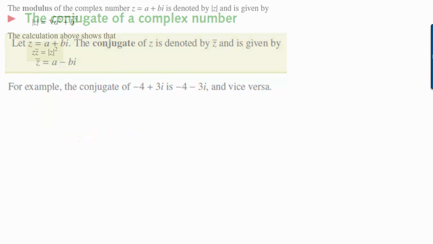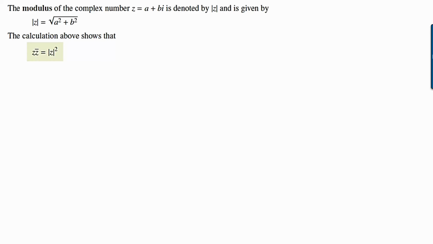Now let's have a look at this page. I skipped some of the proofs, but I'm going to show you the proof as well. Here we say the modulus of a complex number, Z equals A plus BI, is denoted by mod of Z, and is given by this formula. And then once you've got that, they now say, if you take the complex number Z multiplied to its conjugate, apparently this is equivalent to the mod squared.